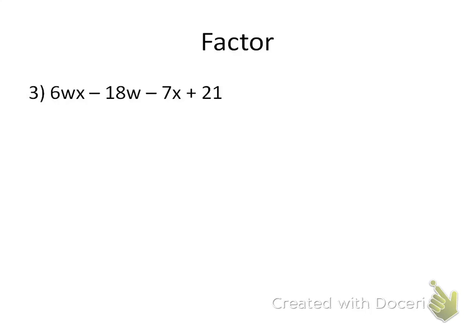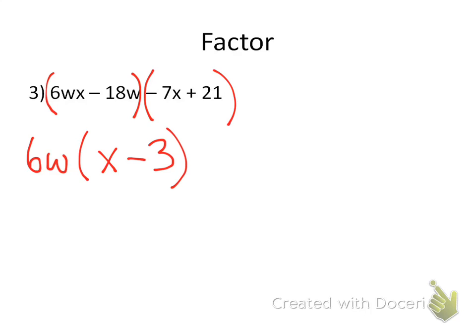Alright, so I'm going to group these first two, last two. Remember, that negative is with the 7 right now, so make sure it's in the parentheses with the 7. What's the GCF of the first two terms? 6w. So that leaves us x minus 3. What's the GCF in the second one?